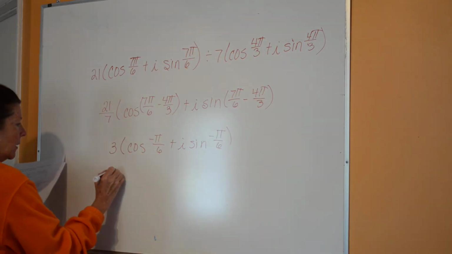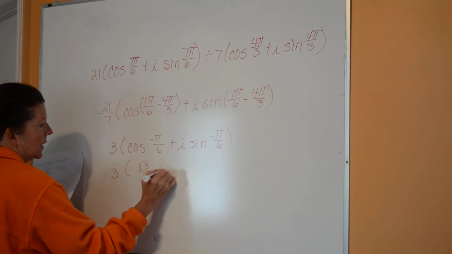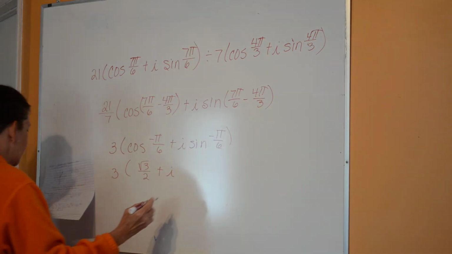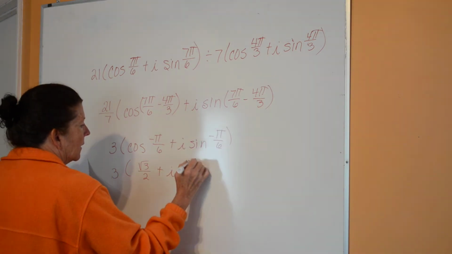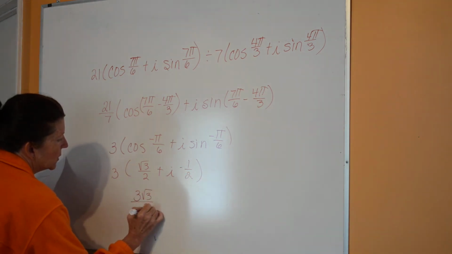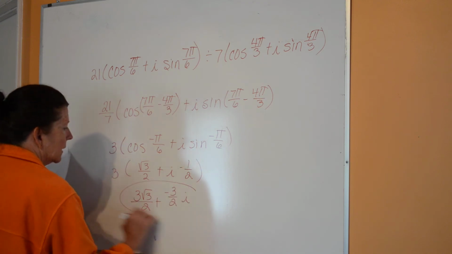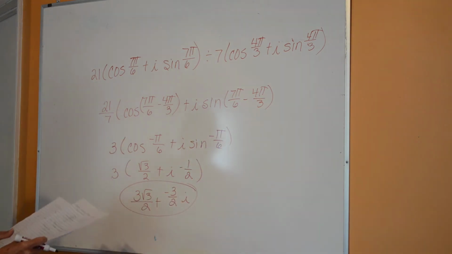The value there is the square root of 3 over 2, and the value for the sine of negative pi over 6 is negative 1/2. So when I multiply here, I get 3 times the square root of 3 over 2 plus negative 3 over 2 i. And that's going to be my final answer.